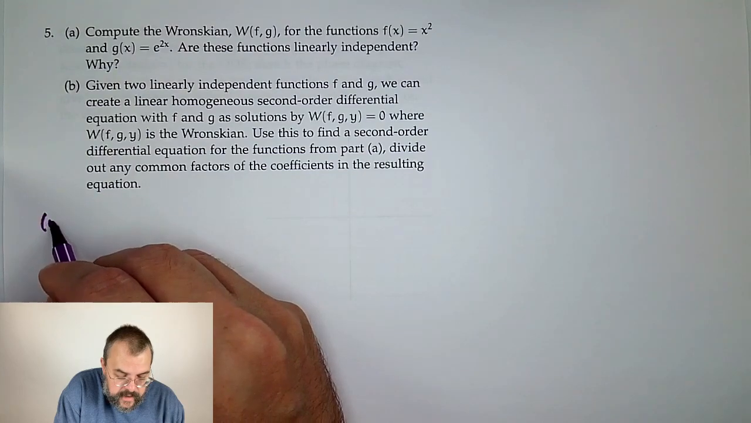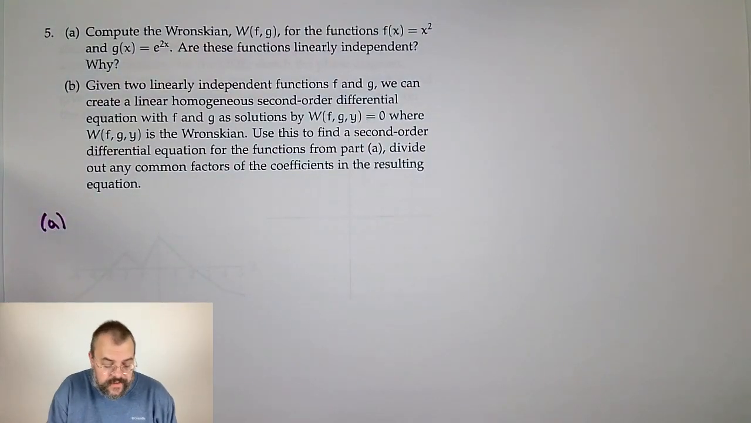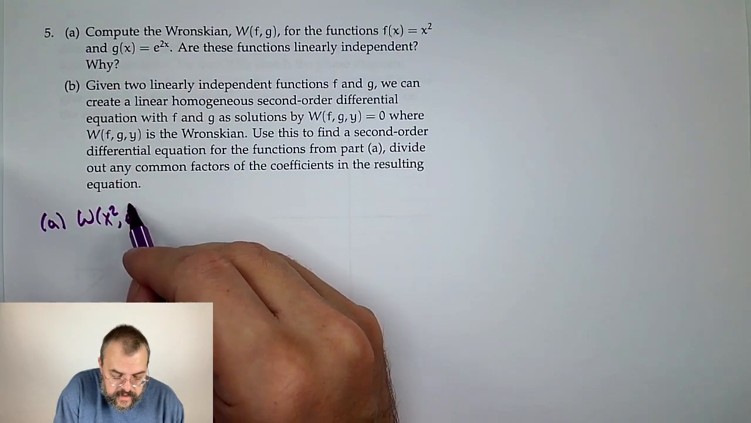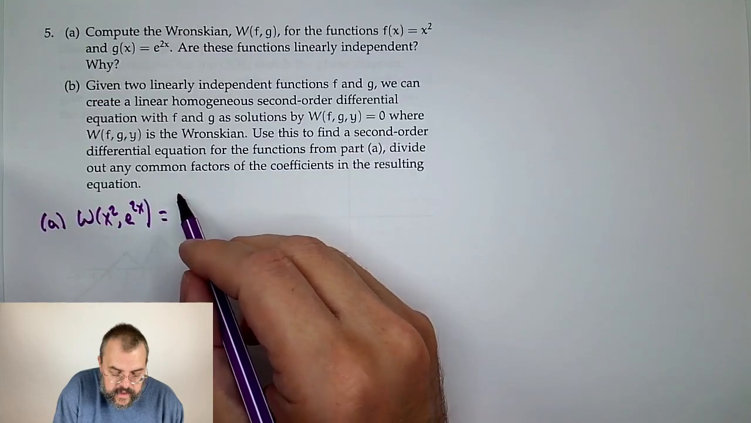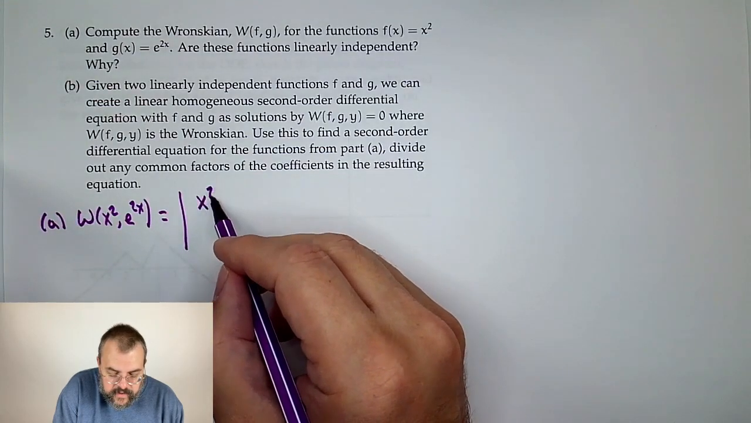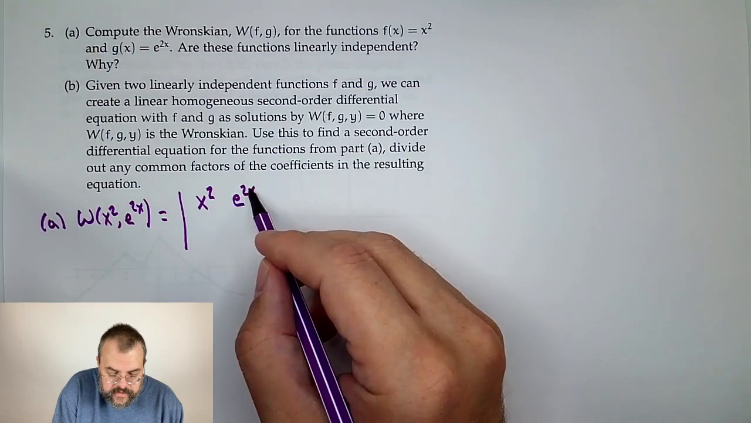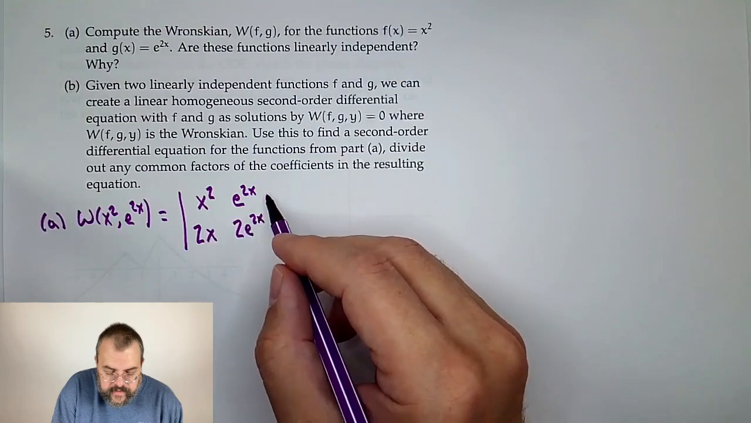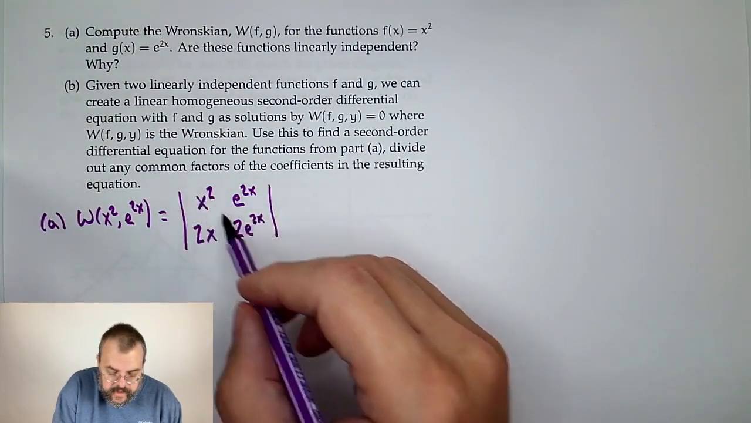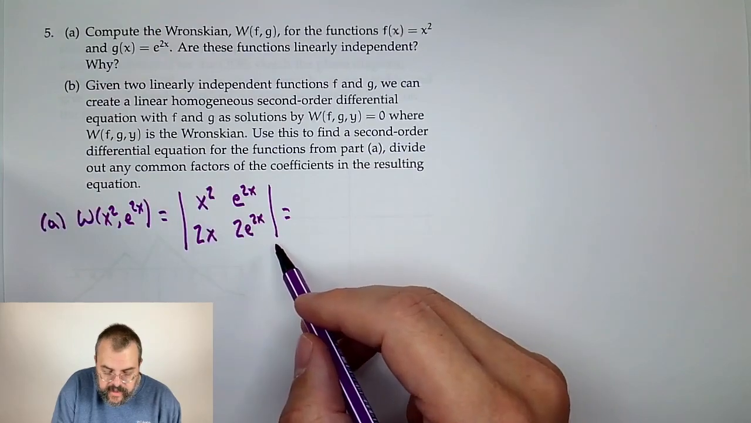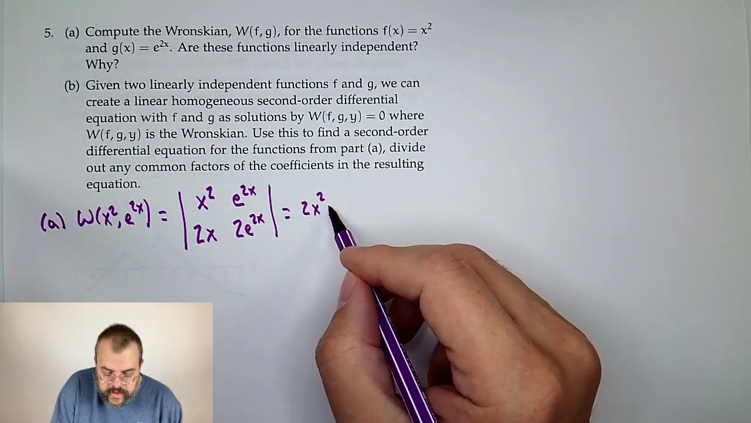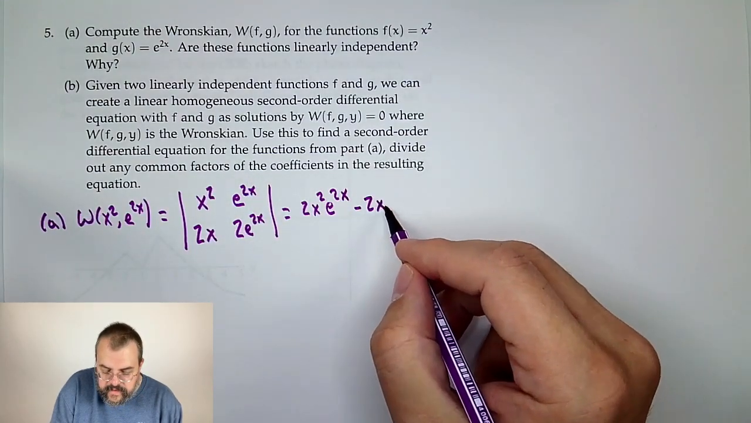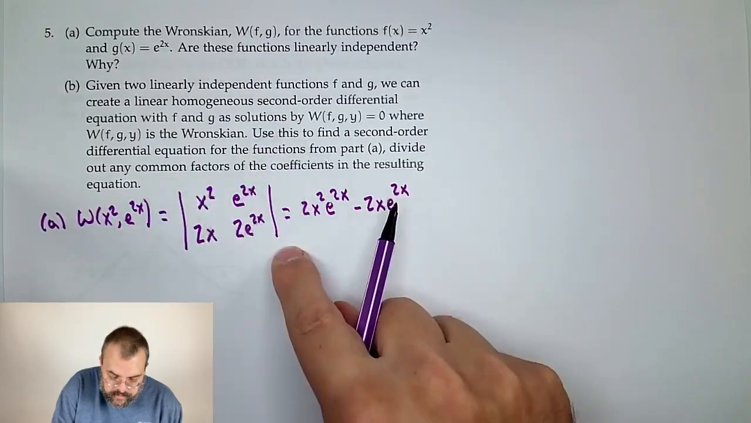So for part A, this is the Wronskian of two things, and so we're going to have x squared and e to the 2x. So that involves a small matrix. So determinant of x squared, e to the 2x are our original functions, and our derivatives are 2x, 2 e to the 2x. So we get here, going down, that would be 2x squared e to the 2x, subtract 2x e to the 2x.